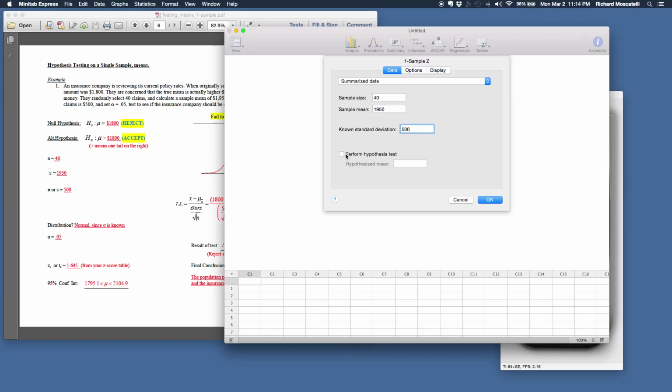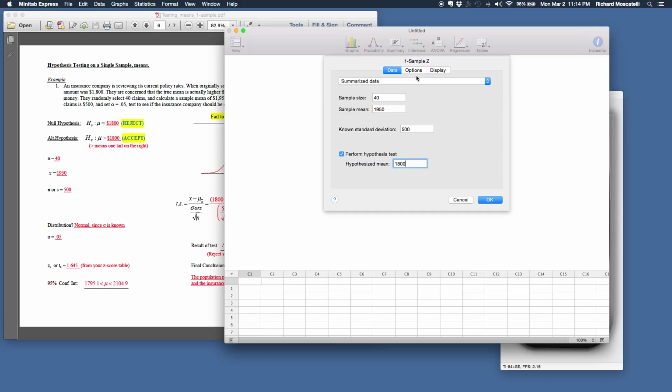All right, perform hypothesis test. Yes, I'm going to check that. Now, we haven't been checking this. When we were working confidence intervals, we left it unchecked. And then it asks, what's the hypothesized mean? Well, the hypothesized mean is that the average equals $1,800. So we're testing against $1,800. Remember, the sample mean is $1,950.